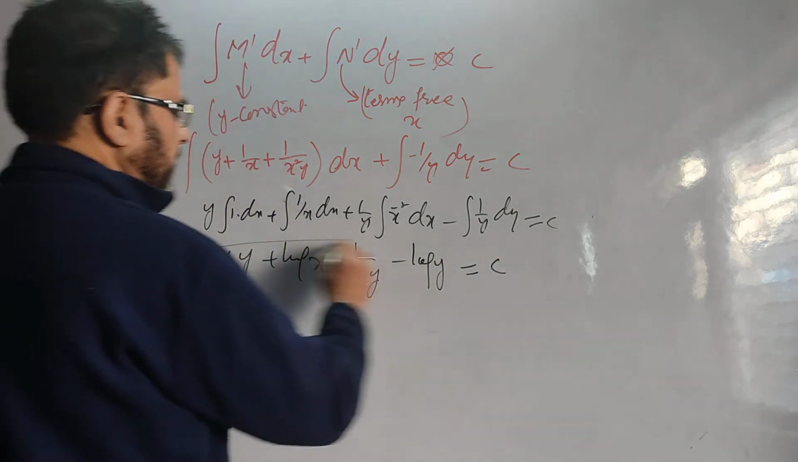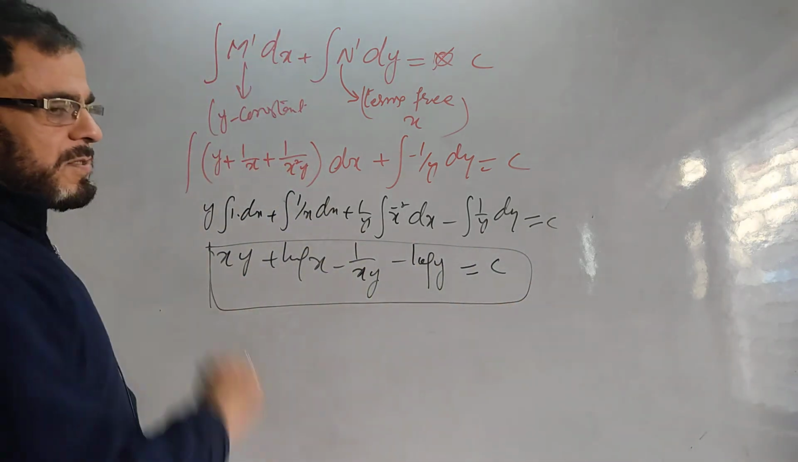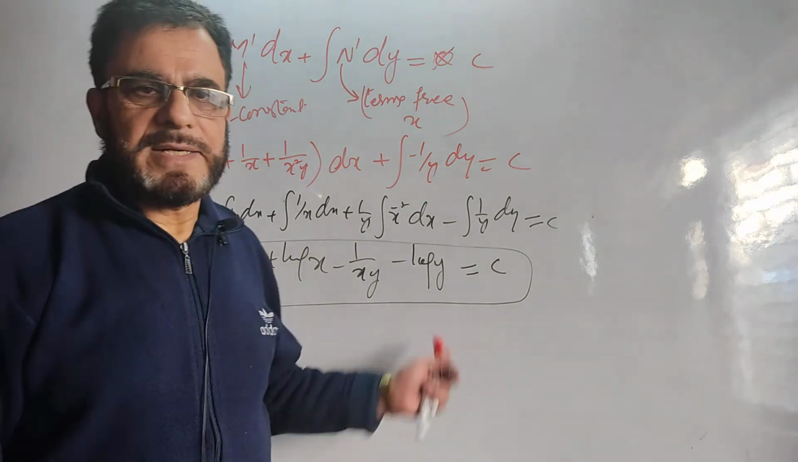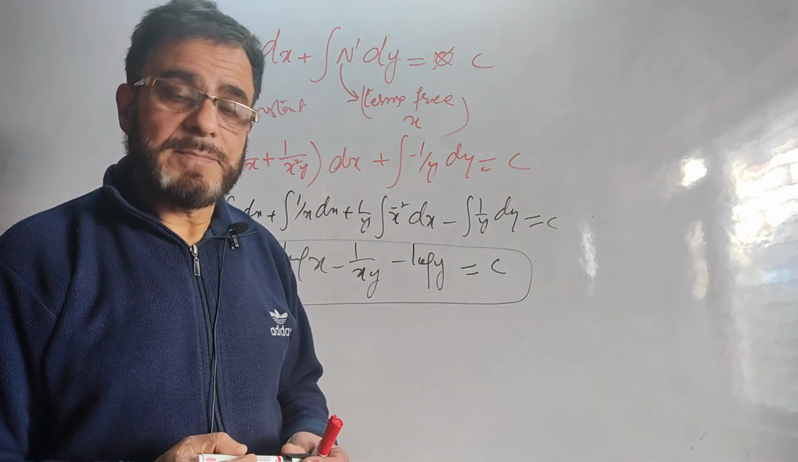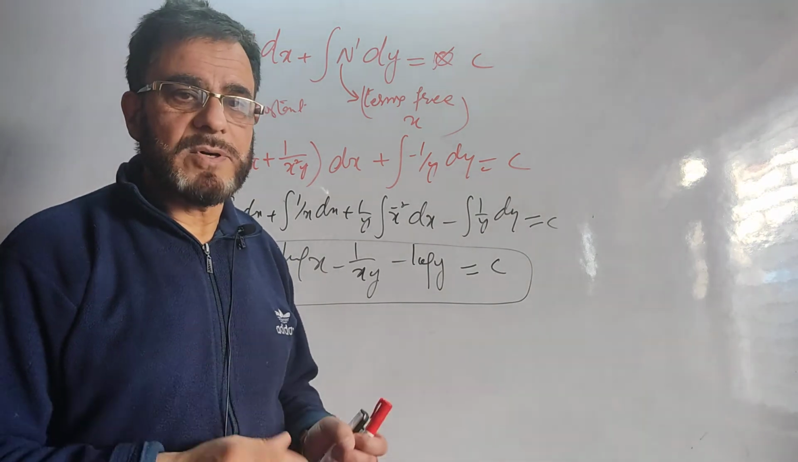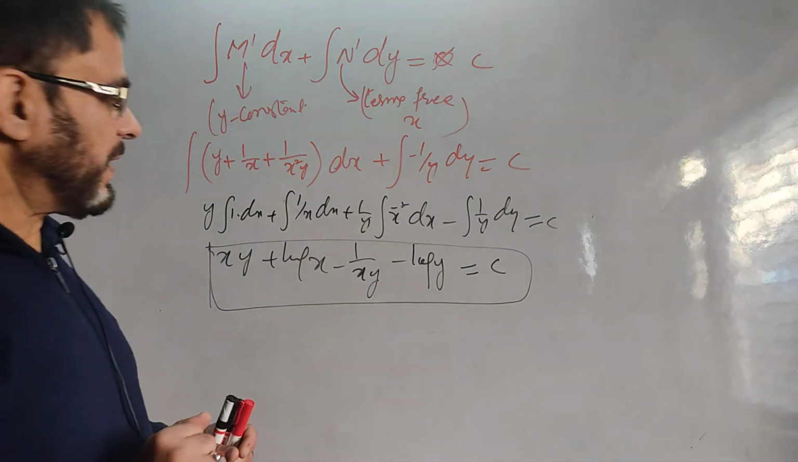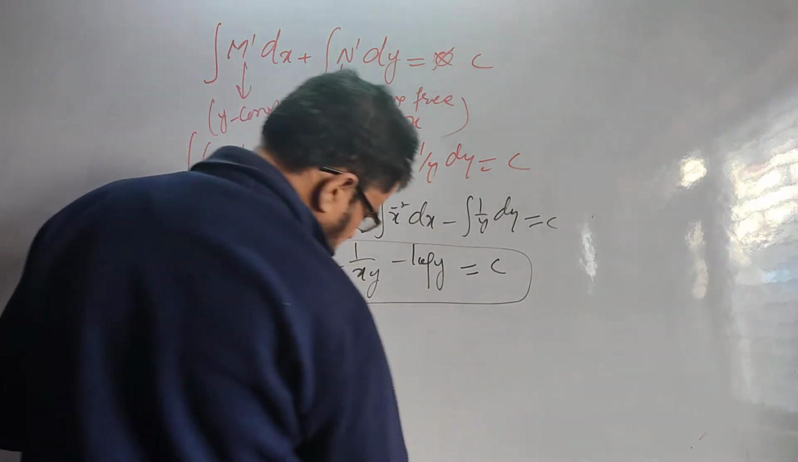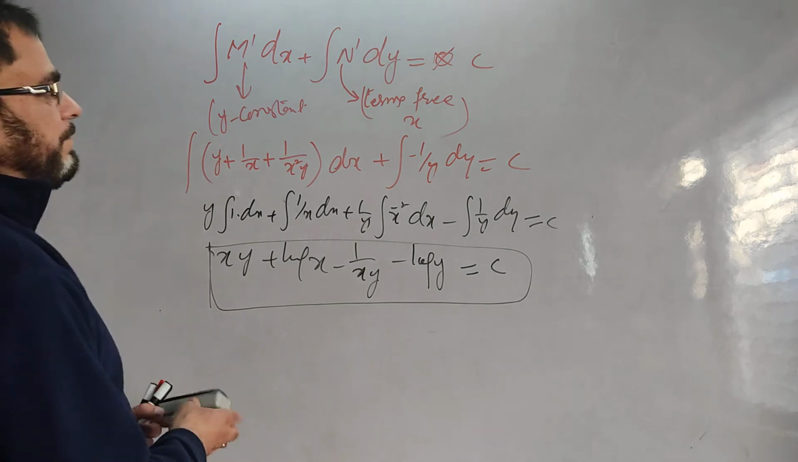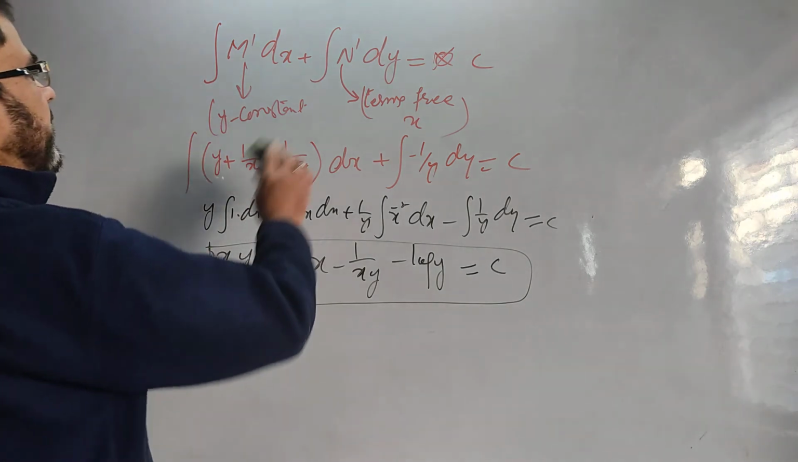This is the solution of that differential equation which was not exact, but it was of the second form, rule number second. It satisfied rule number second. Then you also have rule number third.